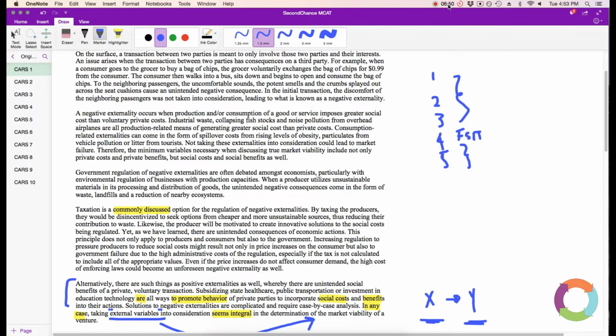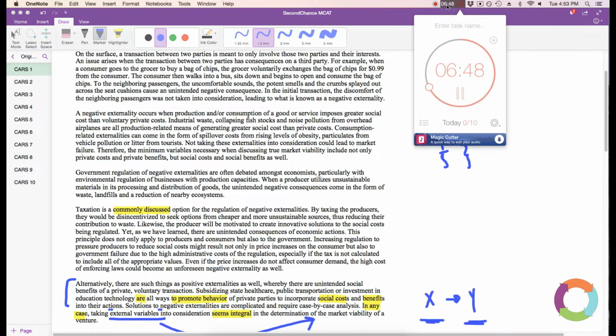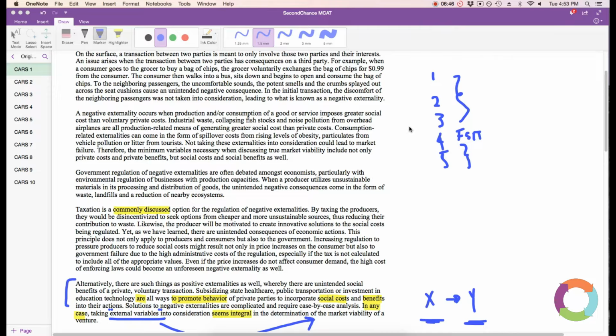So how many minutes do we have left? We have about 3 minutes. We have 3 minutes we've taken. Obviously, I'm pretty slow because I'm talking my way through this, but I'm doing my best.